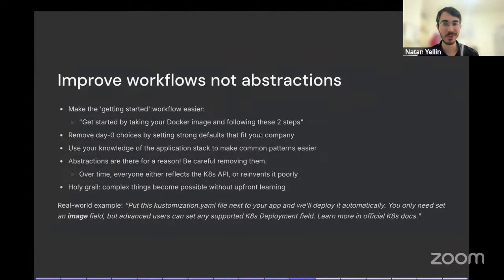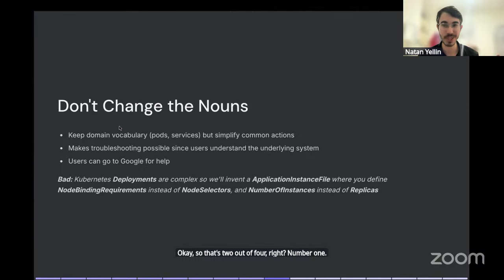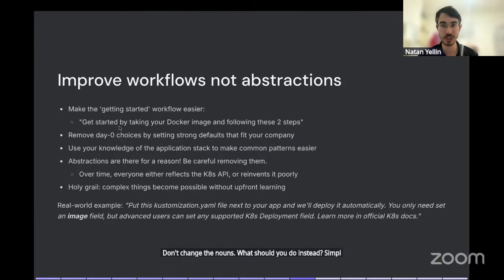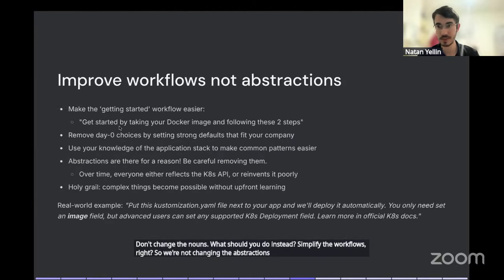Okay, so that's 2 out of 4, right? So number 1, don't change the nouns. What should you do instead? Simplify the workflows, right? So we're not changing the abstractions. We're not abstracting things away.